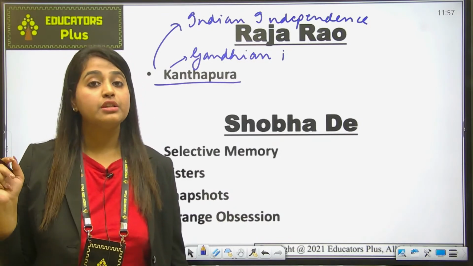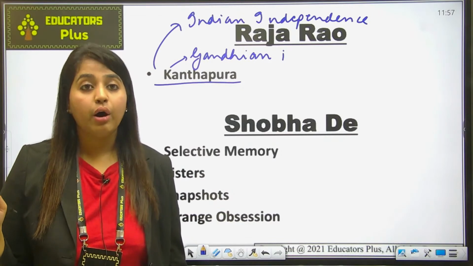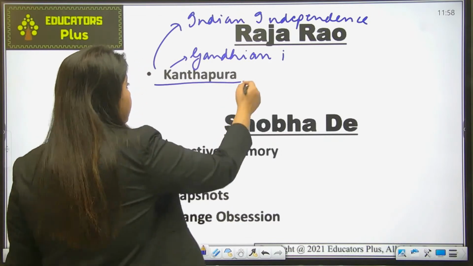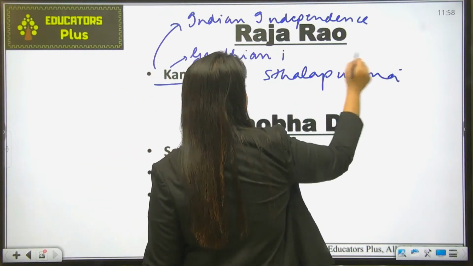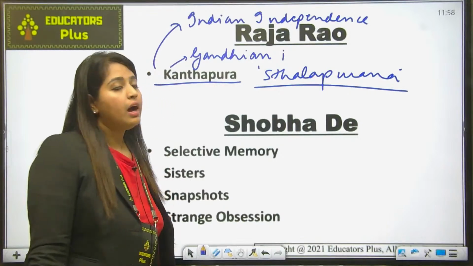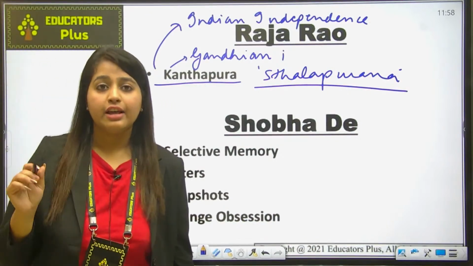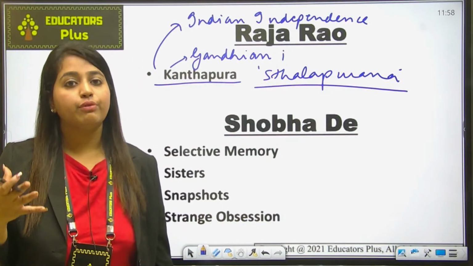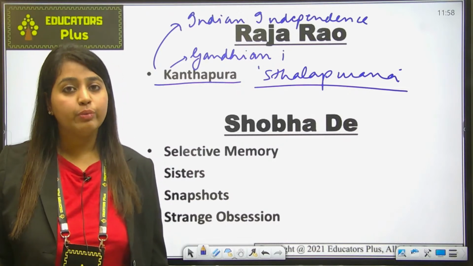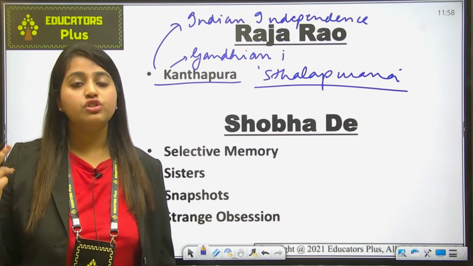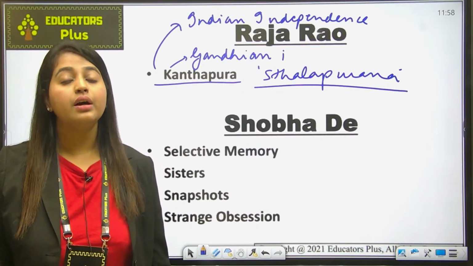Also, please remember this novel is narrated in the form of Sthala Purana. ठीक है? So this Kanthapura is also called a Sthala Purana. It has been recited in that form. And who has recited this novel? It was recited by an old woman who used to live in the village named Achakka. Kanthapura was the name of the village.